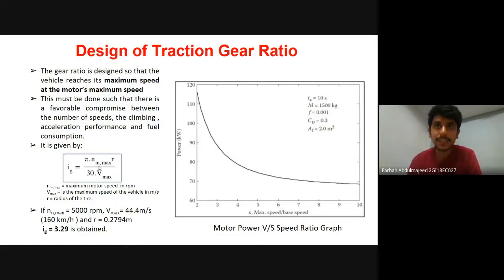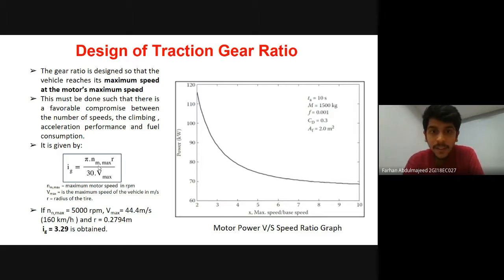So in the gear ratio, it will maintain the torque and the speed. Here, considering that our vehicle has 5000 RPM and we have to obtain a speed of 44.4 meters per second with a tire radius of 0.2, we have got a gear ratio of 3.2. Let's round it off to 4.